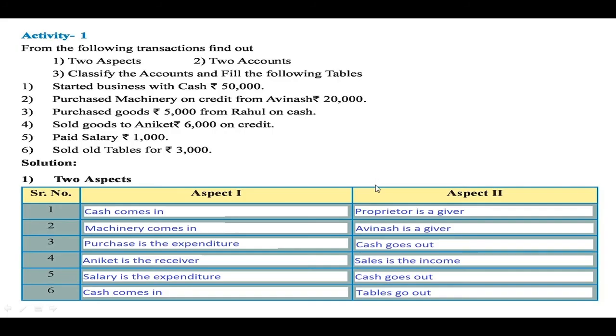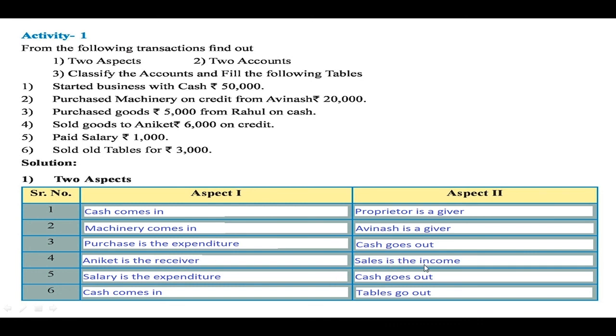Next, sold goods to Aniket, rupees 6,000 on credit. Here they have used the word credit, so it is the credit transaction. It means as soon as the goods are sold to Aniket, the businessman did not receive any cash. So cash did not come in the business. So we have to ignore the cash account. So in this case, Aniket becomes the receiver because goods are sold to him on credit basis. So here Aniket is the receiver, while sales is the income.